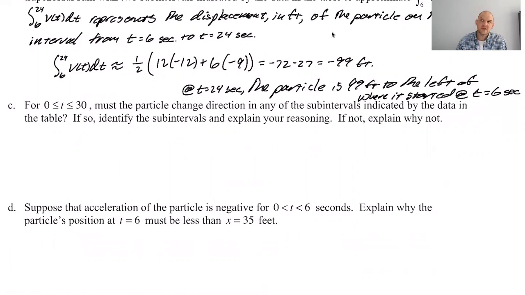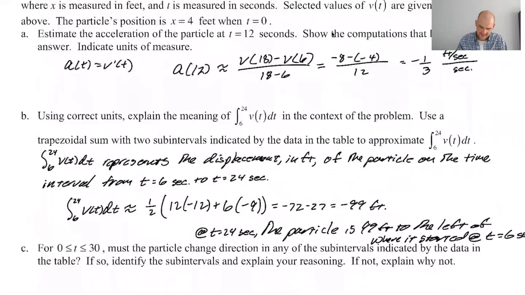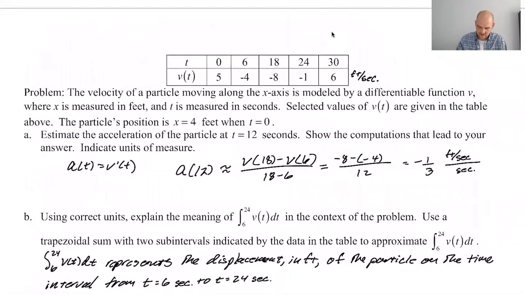Let's see if velocity changes sign, because if velocity changes sign and velocity is continuous, then the particle must... actually, the velocity changes sign. You don't actually need it to be continuous. I believe that the velocity is continuous because the velocity is differentiable, but I see here we have a sign change. So a sign change would indicate a change of direction. On 0 to 6, there's a sign change, and on 24 to 30, there's a sign change.